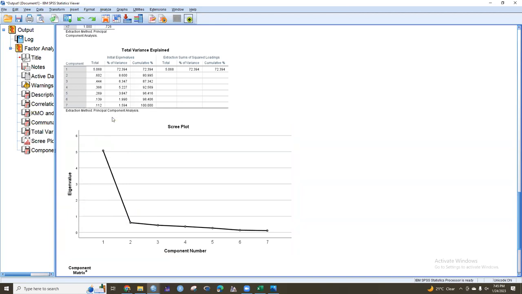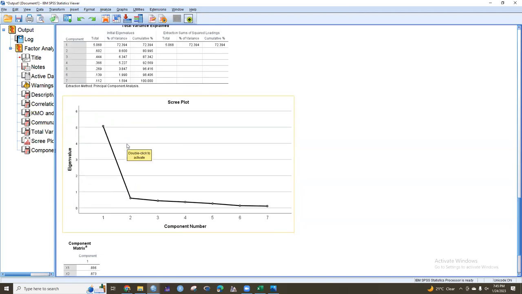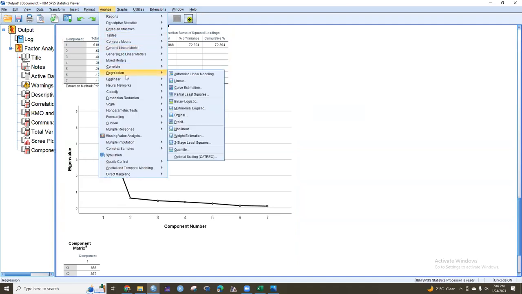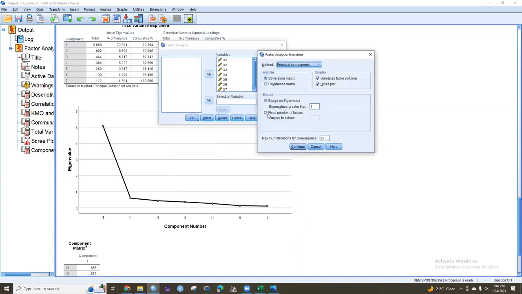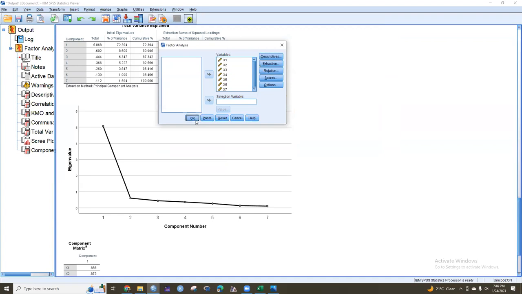Now, what can we do from here? Because only one hidden factor is there, this is not a very great thing to do. So what I can do here is go to Analyze, then Dimension Reduction, Factor, and in Extraction I will keep two. I have changed how many factors I want to extract. Instead of going with the criterion of eigenvalues more than one, I'm saying that I want at least two factors. So again I will click Continue and then click OK.